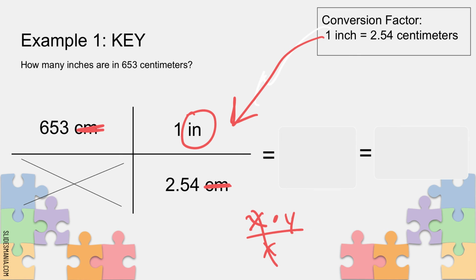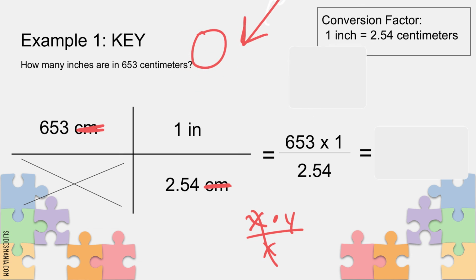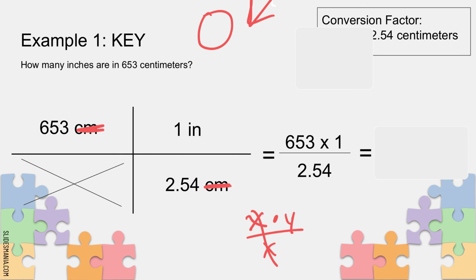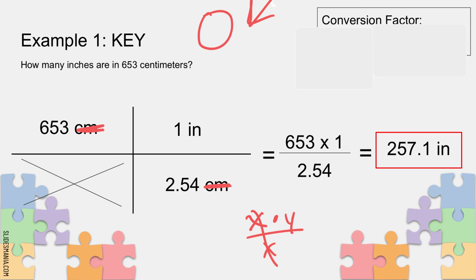This is just being left with y. And when I do the math on my calculator, I am left with 653 times 1 divided by 2.54, which is 257.1 inches. So your answer should have inches, because that's what it's asking for.